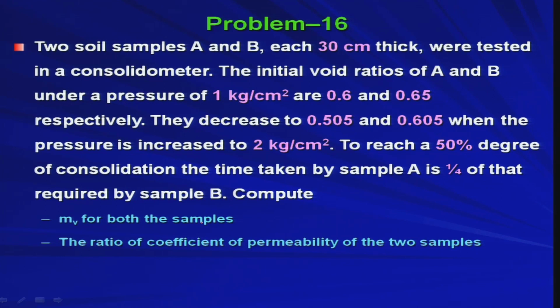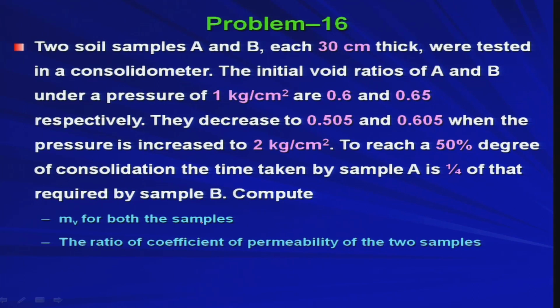Now, to reach a 50% degree of consolidation, the time taken by sample A is 1/4 of that required by sample B. So, to reach 50% consolidation, the time taken by A will be 1/4 the time taken by sample B. Now, you need to compute MV, the coefficient of compressibility, for both the samples, and the ratio of coefficient of permeability of the two samples.